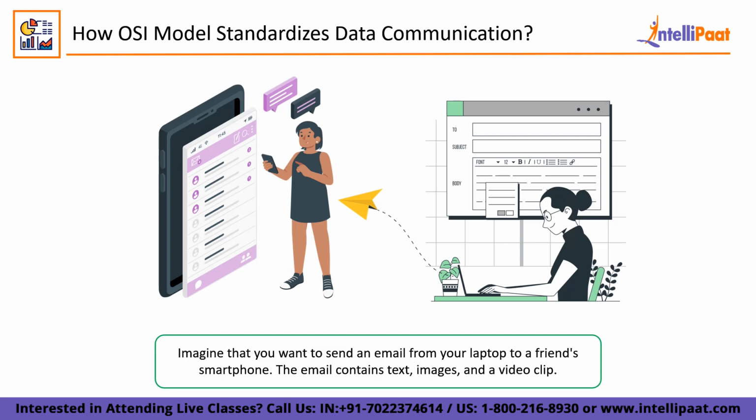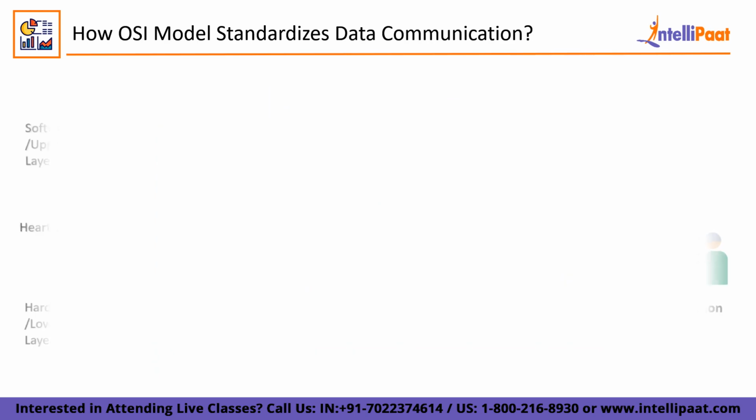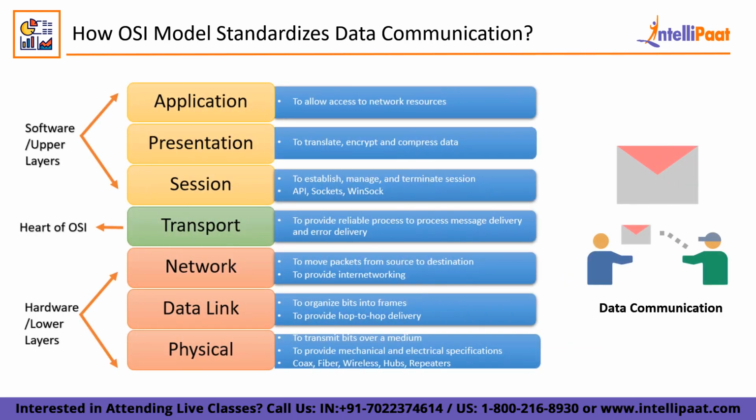The first layer of the OSI reference model is the physical layer, which defines the physical characteristics of the network, such as cables and connectors used to transmit data. So, in case of our example, the physical layer would include the wireless connection between your laptop and your friend's smartphone. The second layer is the data link layer, which provides a way for a device to communicate with each other over the physical layer.